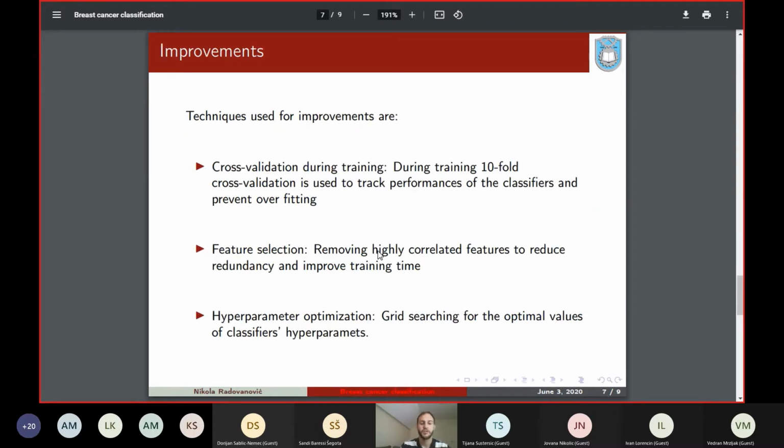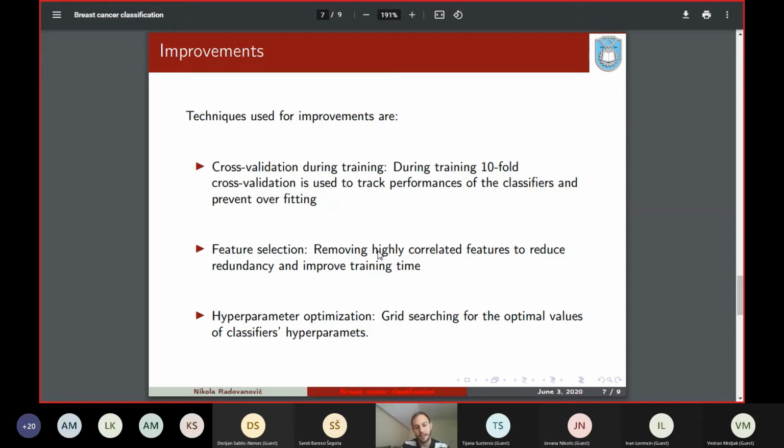During training, cross-validation is implemented to reduce the possibility of overfitting and to evaluate the classifiers on a validation dataset during training. Tenfold cross-validation is used, and it consists of dividing the training dataset into 10 equally or near equally sized subsets called folds. In each epoch of training, 9 folds are used for training and 1 fold is used for validation. And in every epoch, a different fold is used for validation.